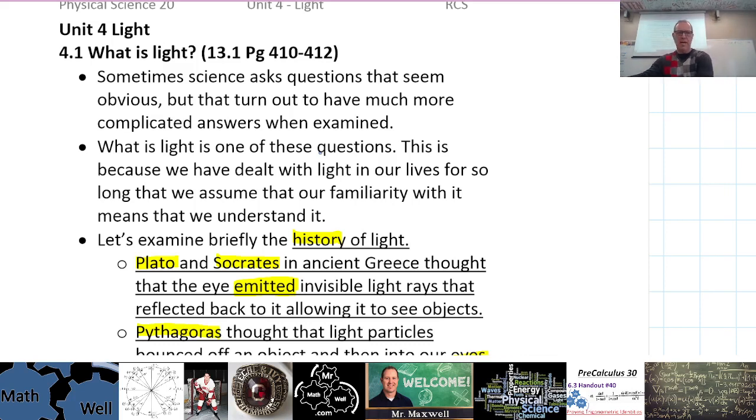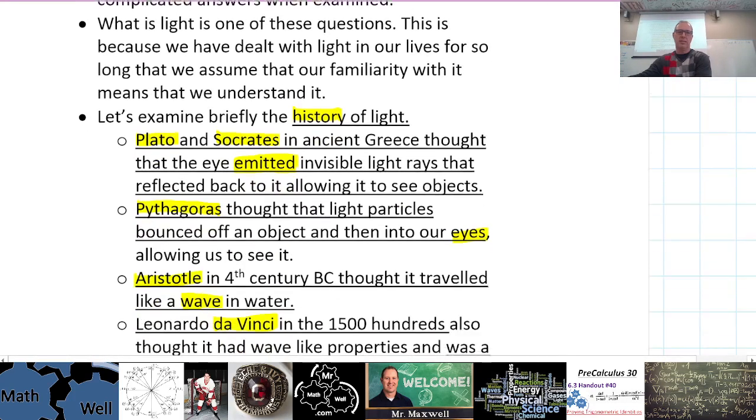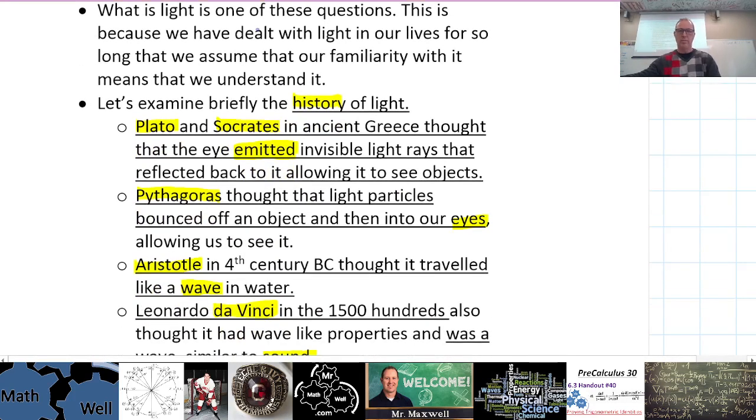But let's examine briefly the history of light. I've got some of your blanks in your paper there filled out here for you, or highlighted anyways. So Plato and Socrates in ancient Greece thought that the eye emitted invisible light rays that reflected back to the eye, allowing it to see objects. So it was once thought that it was the eyes that generated these light rays. So there was energy coming out of your eye that actually kind of bounced off the objects that you were looking at. Yeah, that makes a lot of sense, doesn't it?